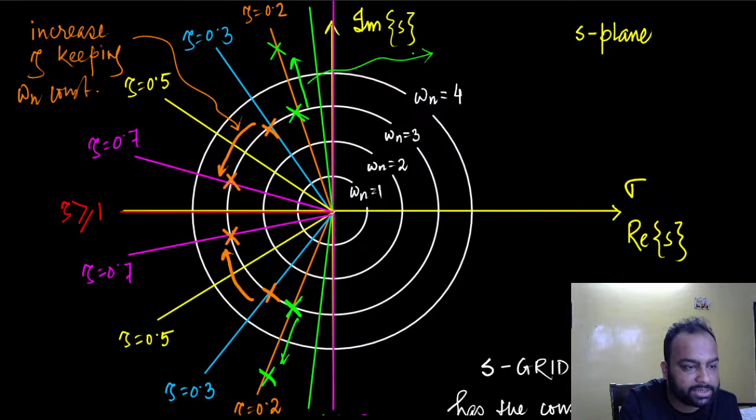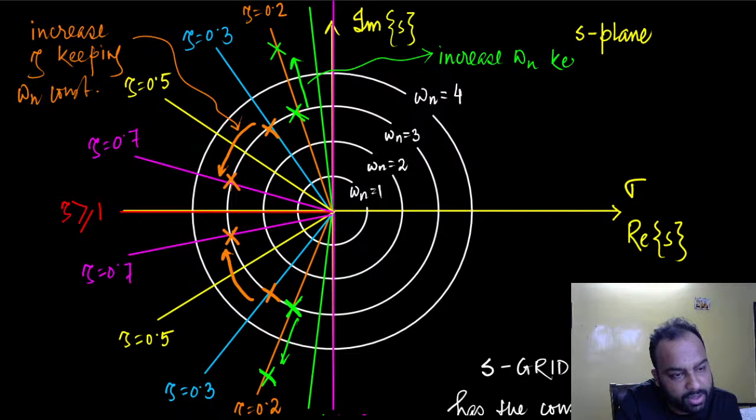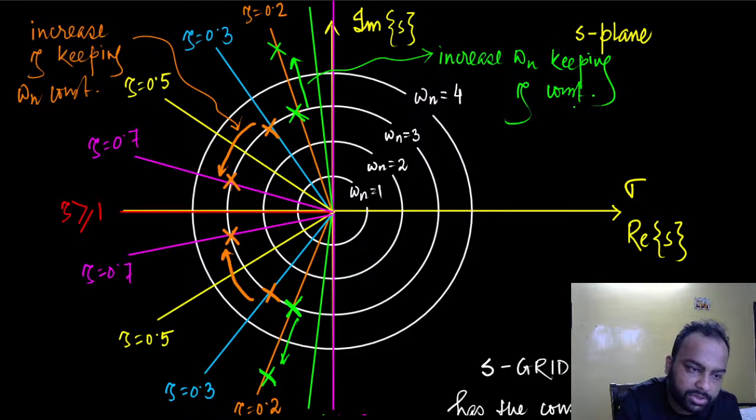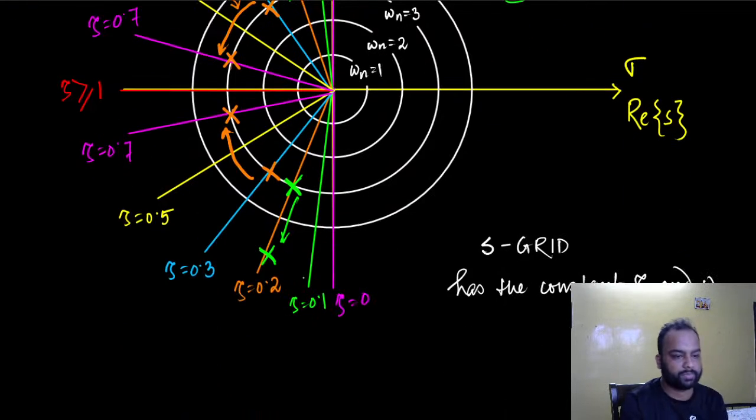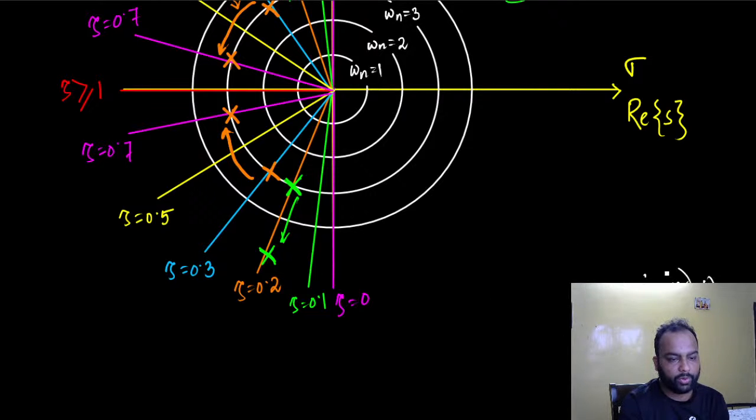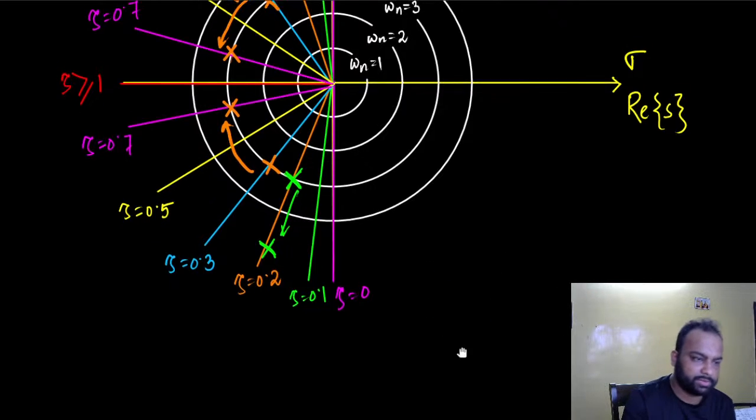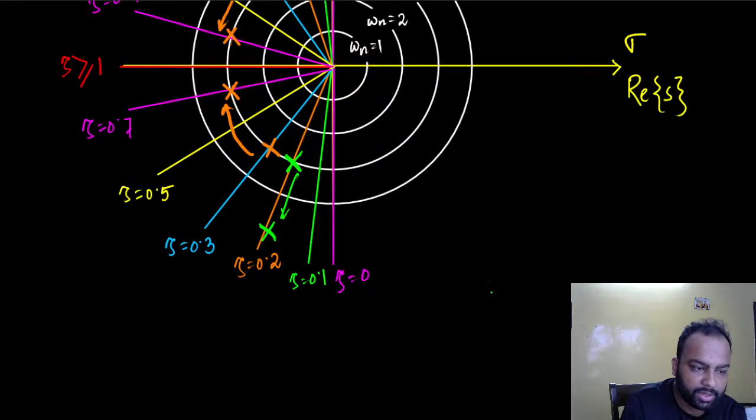So this discussion is about increasing omega n, keeping zeta constant. Things like that. So you understand these discussions, I hope so.